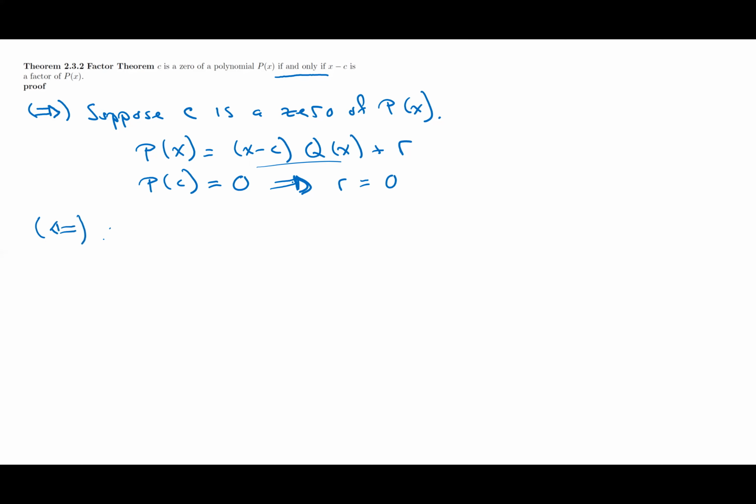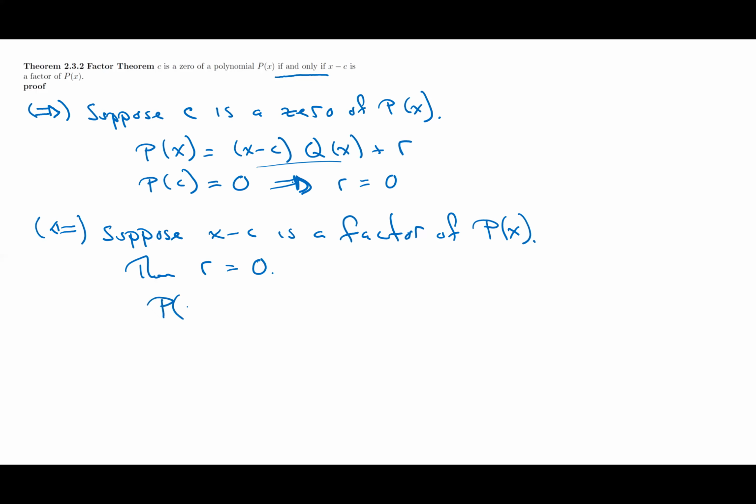Now I'm going to say, suppose x minus c is a factor of p of x. Well, then the remainder is 0, right? So I can write p of x equals x minus c times q of x.